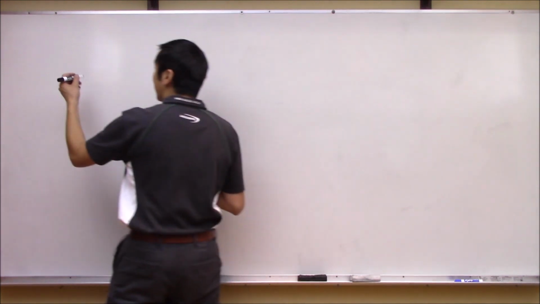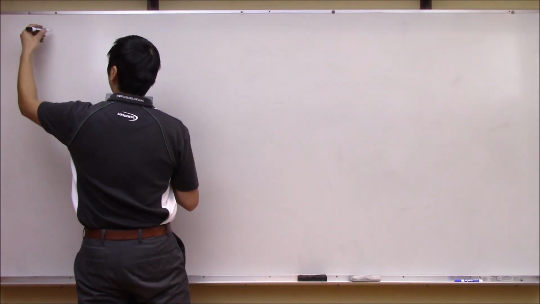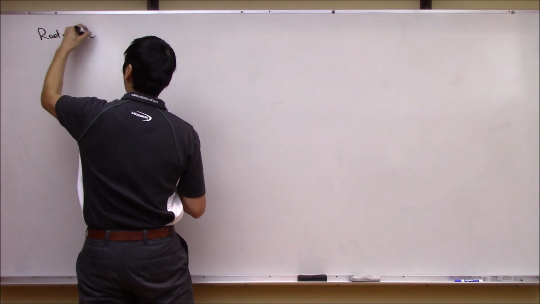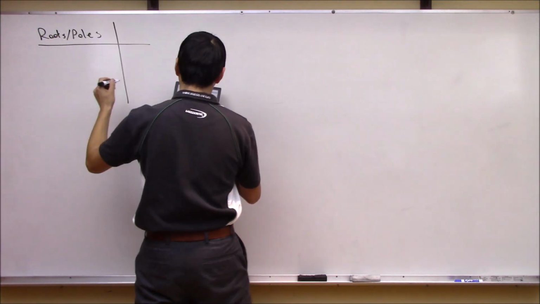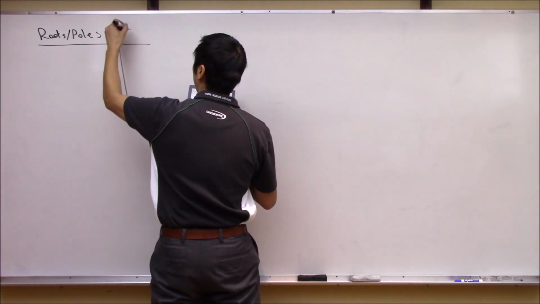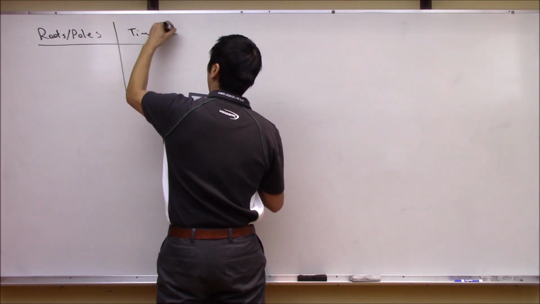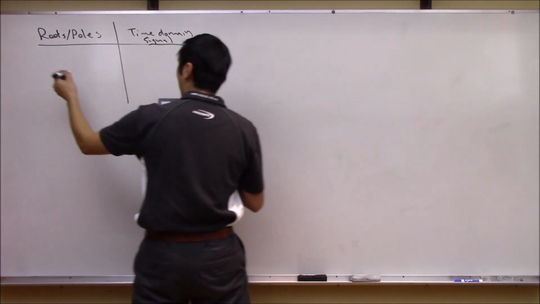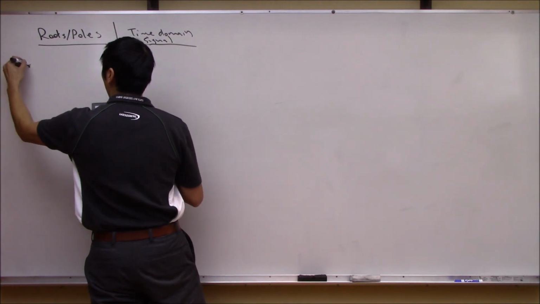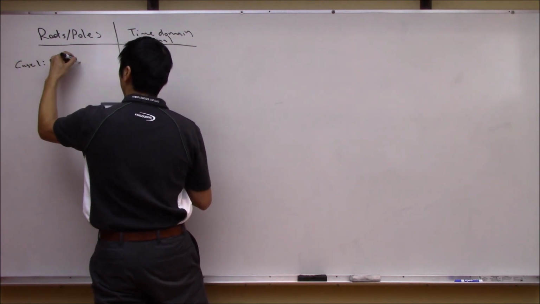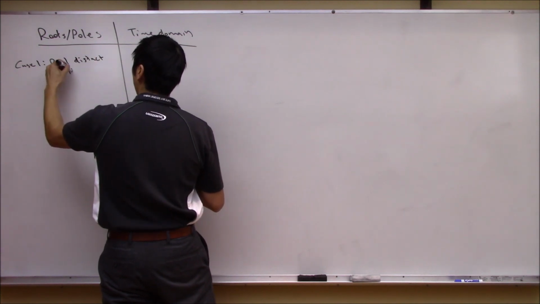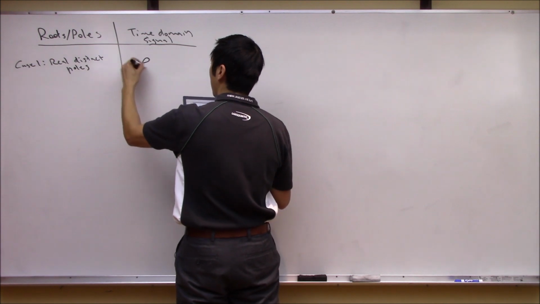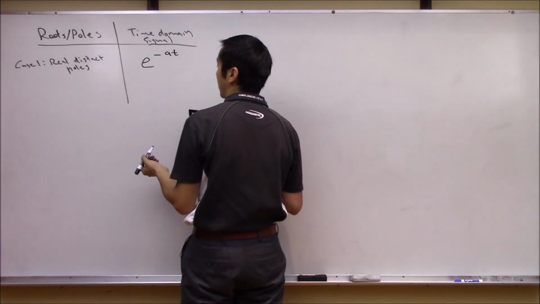All right, so to summarize, let's make a table where we've got the roots, or poles, on one side, and then what they look like in the time domain. Let's call this the time domain signal. Case 1 was real distinct poles. We saw that yielded terms that looked something like e to the minus at.